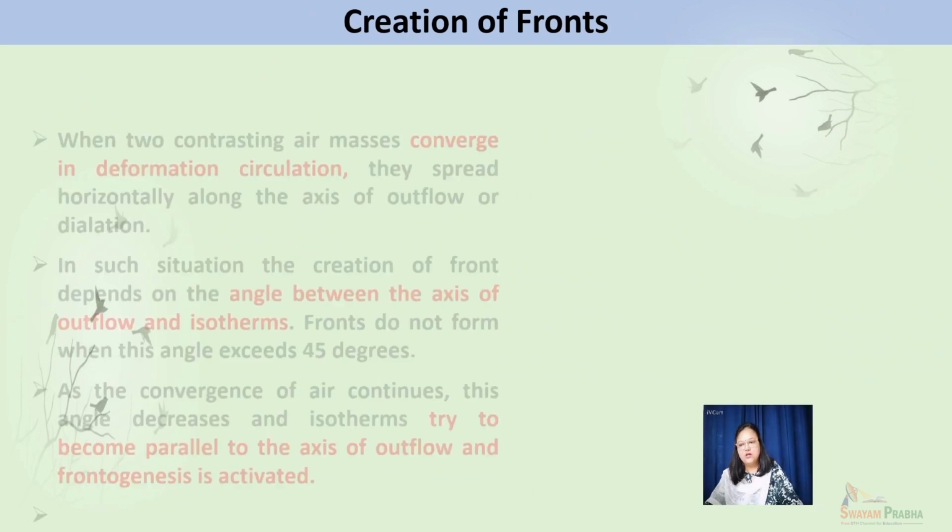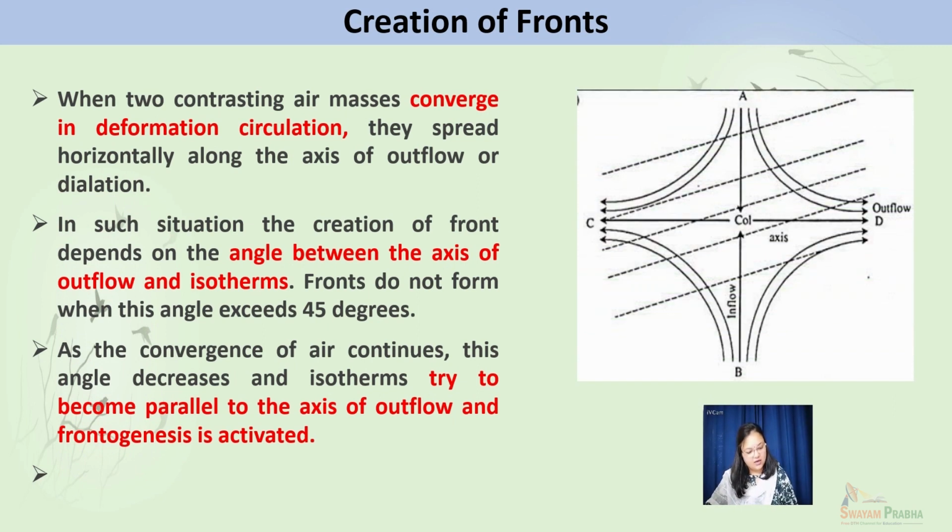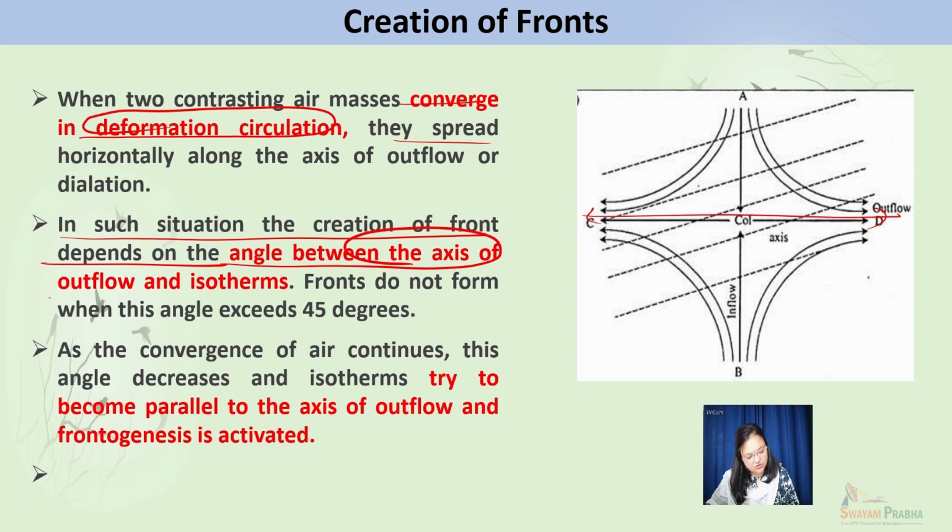So just understand what deformatory circulation is. When these two contrasting air masses are converging in a deformation circulation, they spread along this particular horizontal line. And while they are spreading in this formation, the creation of a front depends upon the angle between the axis of outflow and the isotherms. Fronts are not created when this angle exceeds 45 degrees. So fronts are neither created when this angle is vertical nor when the angle is completely horizontal.